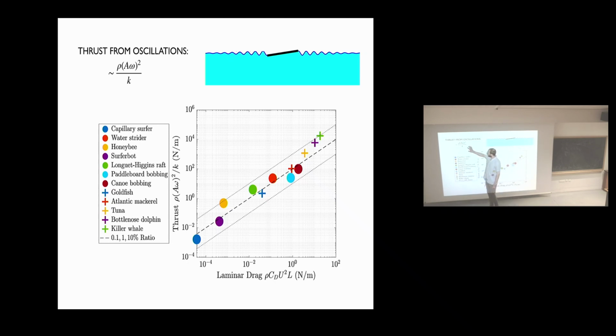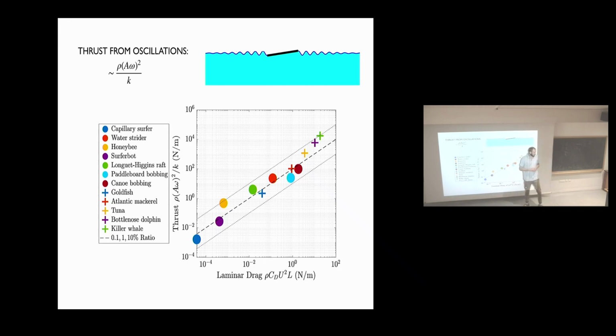So you can write down an approximate scaling of thrust due to oscillations. So if you've got some object which is oscillating, it's got an amplitude, a frequency, and a wave number, and you can work out an approximate thrust that you're generating. And you can work out an approximate drag associated with horizontal motion. And they collapse pretty nicely. So it seems that all of these examples have a thrust which scales something like this, balancing a drag that scales something like this.